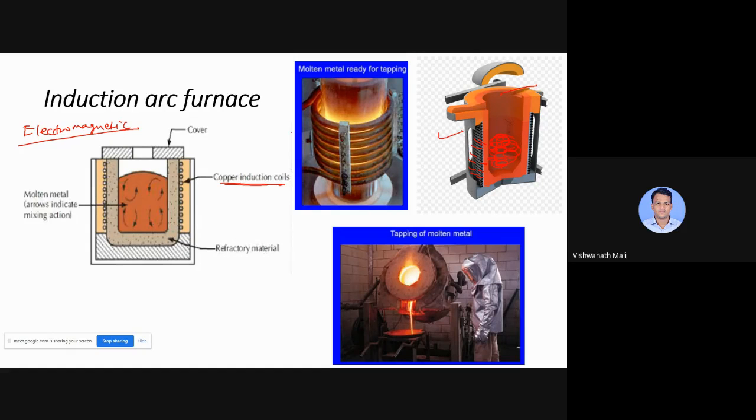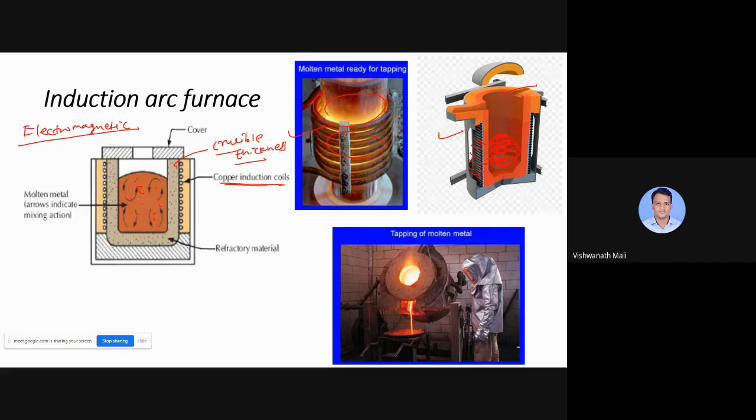Here you can see the diagram. These are the surround to the crucible. In this, the change is the crucible thickness. As compared to the cupola furnace or electric arc furnace, here the thickness of the crucible is less compared to the others. And here we have the charging material.